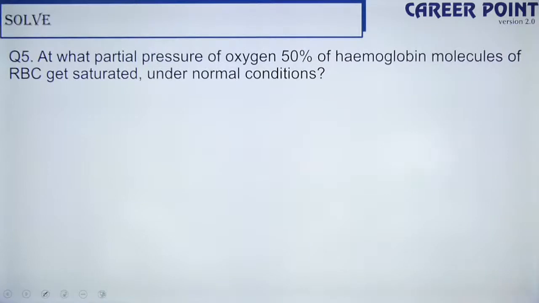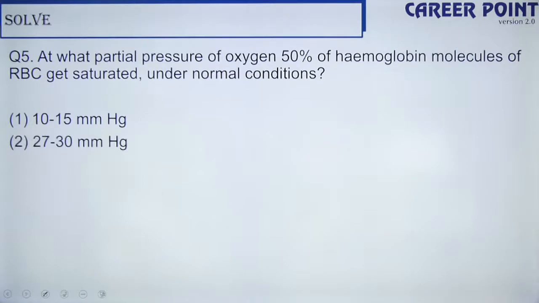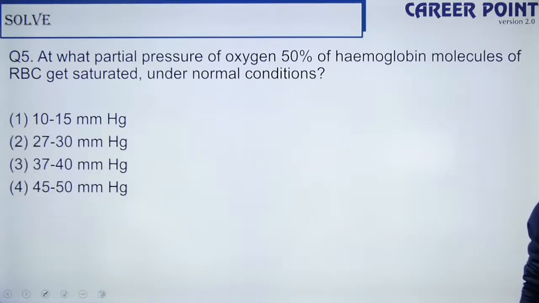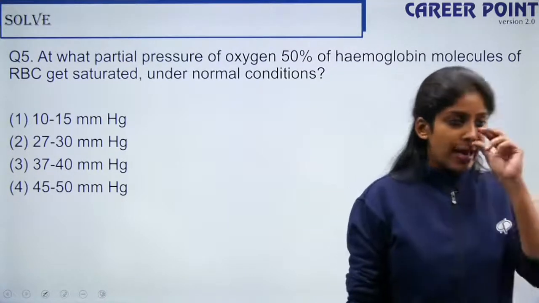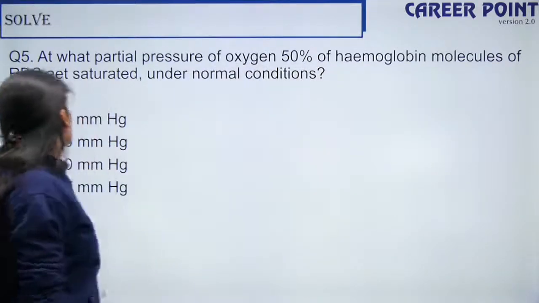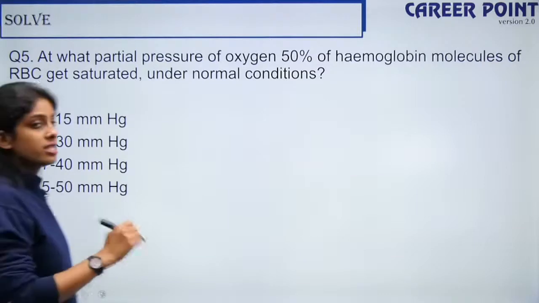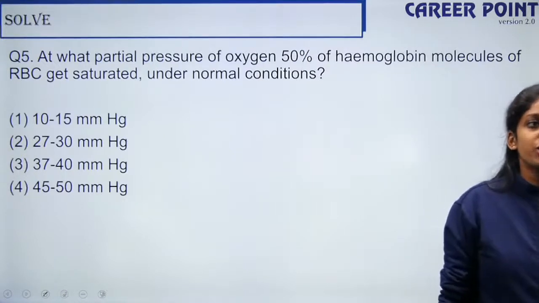Question 5. At what partial pressure of oxygen do 50% of the hemoglobin molecules of the RBC get saturated under normal condition? What is the partial pressure of oxygen at which 50% saturation happens with the hemoglobin in the RBC? What is your answer for question number 5, Nishra? At what partial pressure of oxygen do 50% of the hemoglobin molecules of the RBCs get saturated under normal conditions? Quick. Yes, question 5.